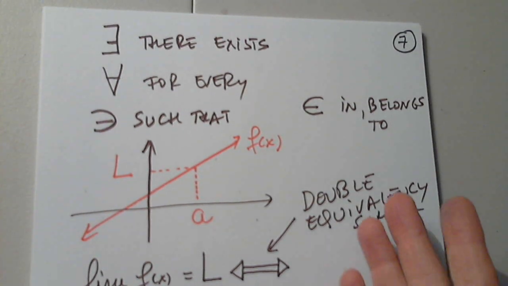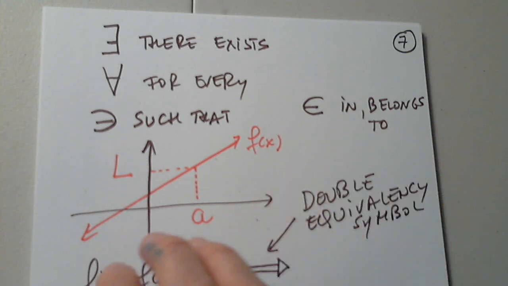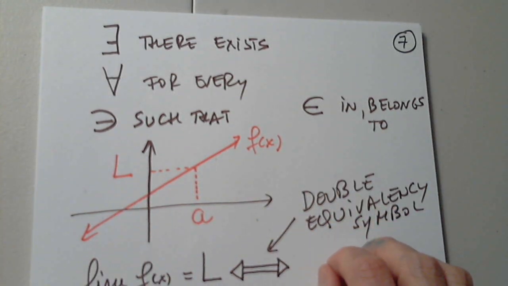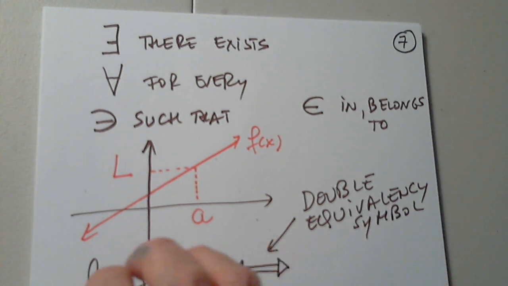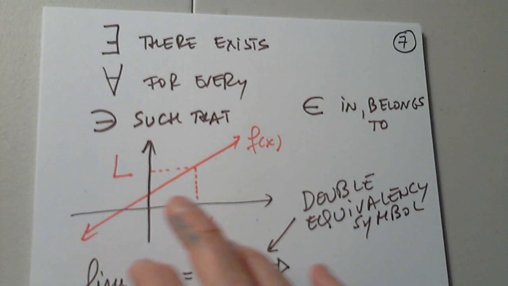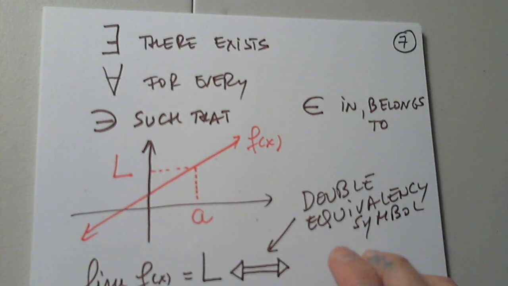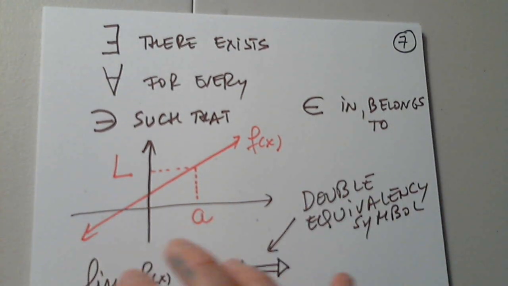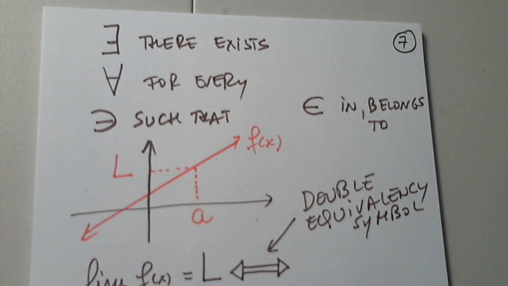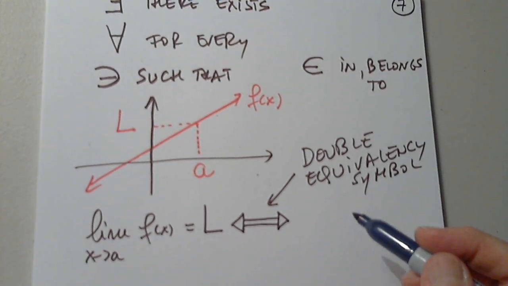What's the big deal with a double equivalency symbol? It means this implies this, whatever I'm going to write here, and what I'm going to write here implies this. So going back and forth. This implies this implies this. And now I'm going to use just plain English, and then I'm going to use these symbols. And then I'm going to explain every piece of it.